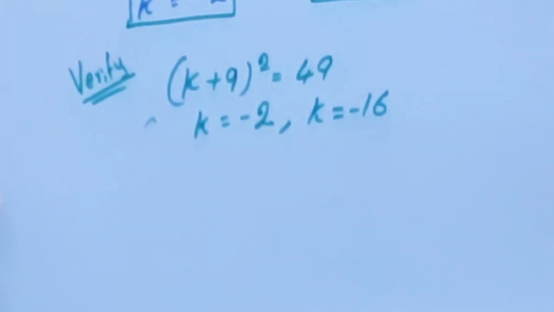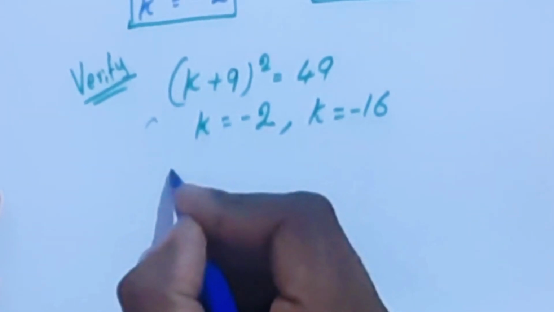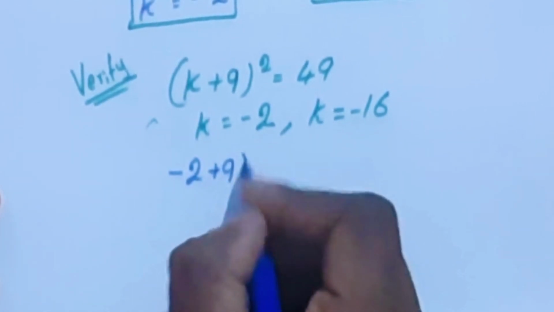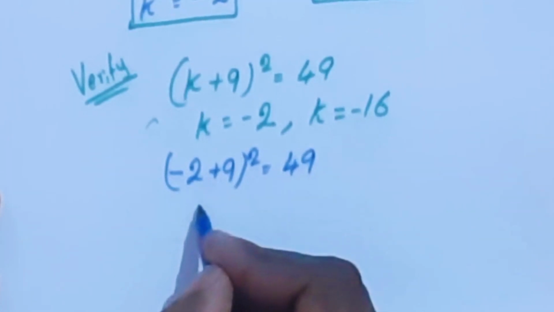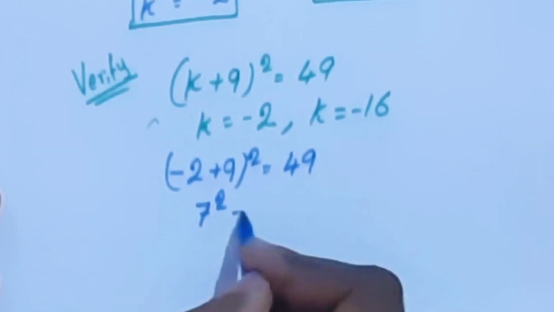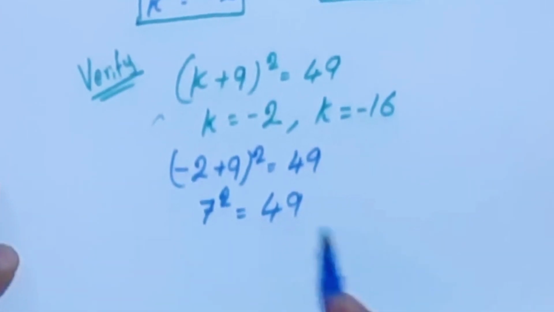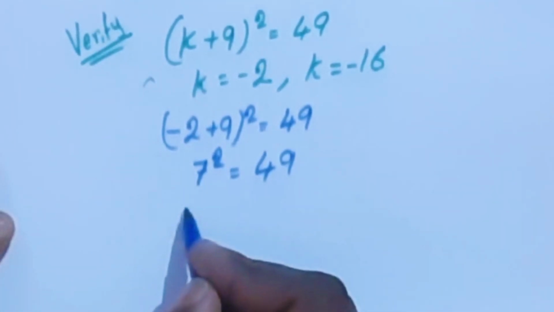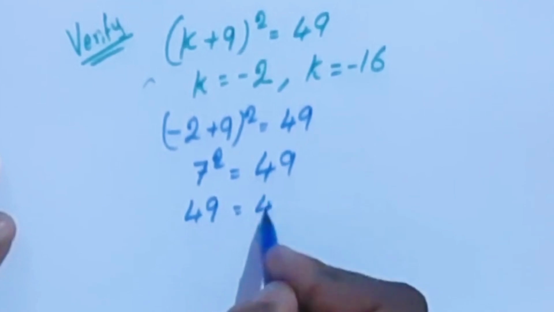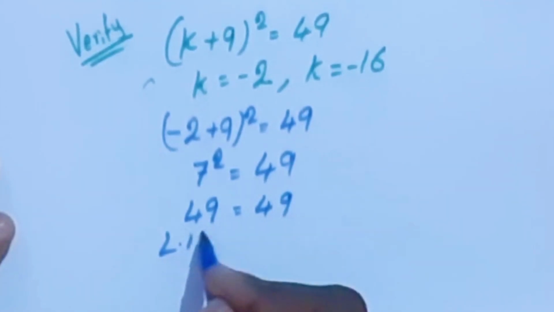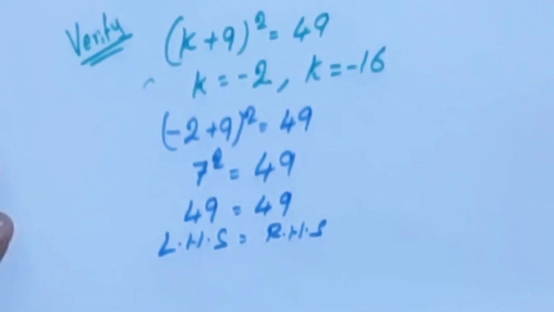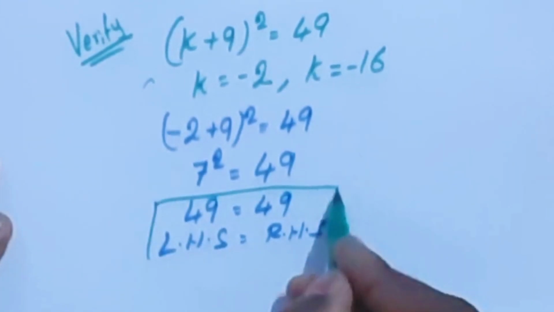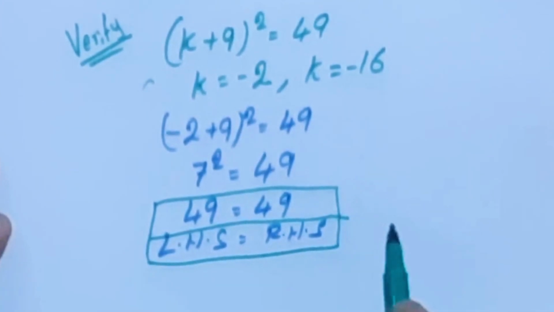Applying this here, we'll get (-2 + 9)^2 equal to 49. This is 7^2 equal to 49. So here 7^2 is 49, equal to 49. So LHS equal to RHS. We have verified the equation for k equal to minus 2.